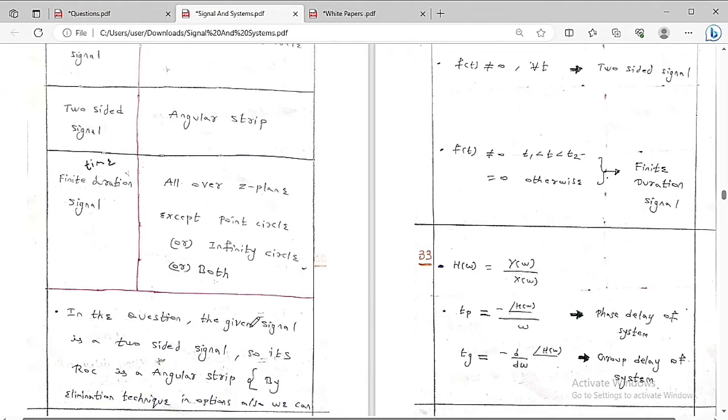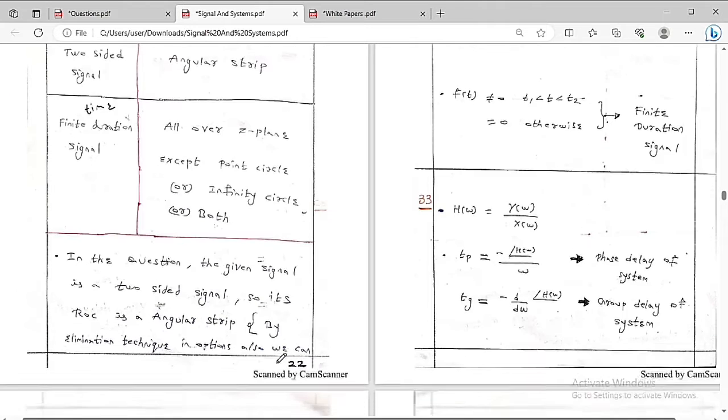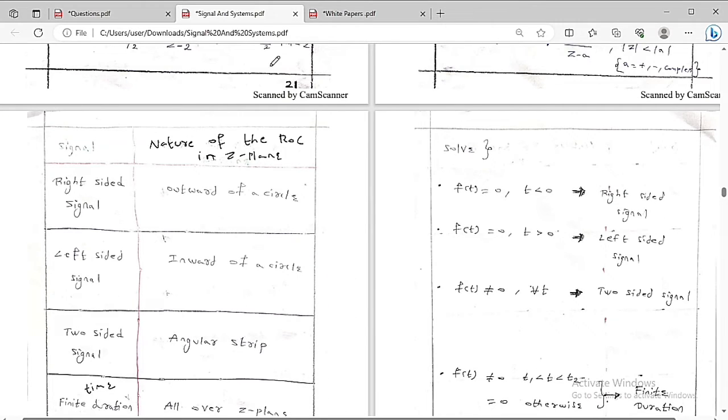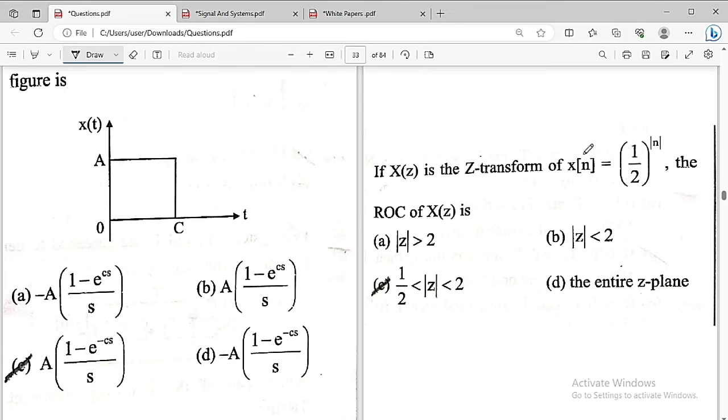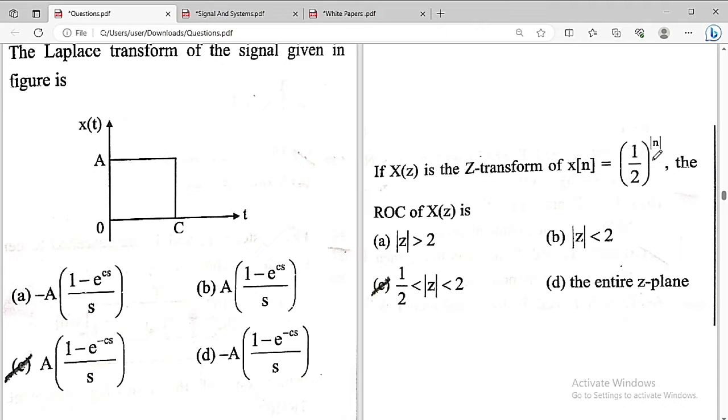In the question, the given signal is a two-sided signal, so its ROC is the annular strip. By the elimination technique with the options also we can solve. Basically, this signal is a two-sided signal, which means the signal is present for all values of n. As it is a two-sided signal, the nature of the ROC is the annular strip. It lies between two circles: one is outward of a circle, the other is inward of a circle. Only here does the ROC lie between the two circles. So this is the correct solution.